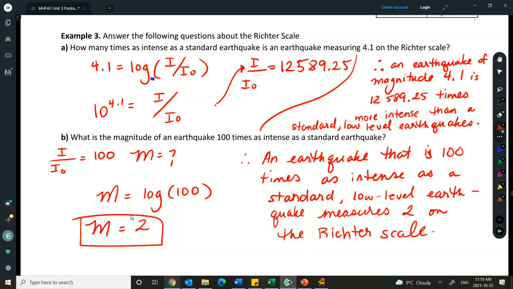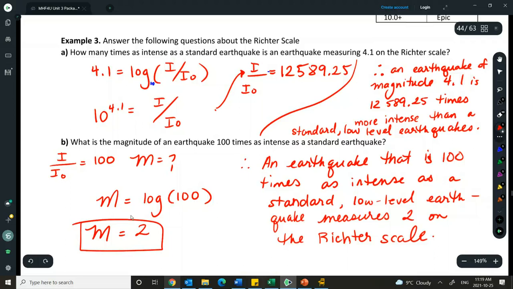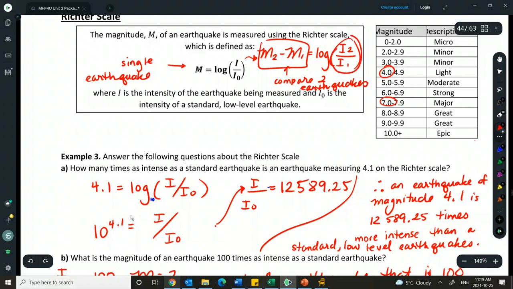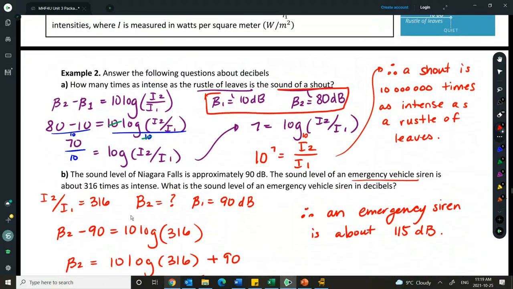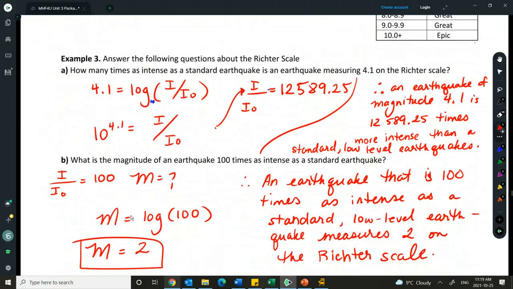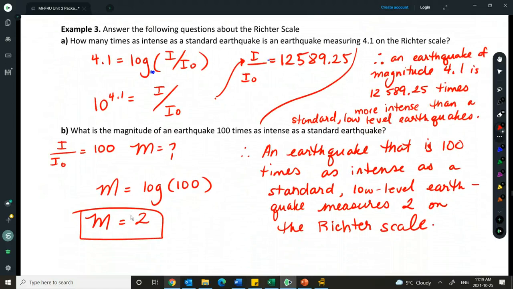Okay. If I needed to compare 2 earthquakes, I'm just using this formula where I subtract the magnitudes of the earthquake. So if I want to compare magnitude of 7 to magnitude of 4, let's say, I'll do 7 minus 4 here, and then I just isolate for the intensities. Or if it tells me the intensities and it tells me one earthquake, then we solve for the other one, similar to what we did in part B here. Okay, any questions on these?